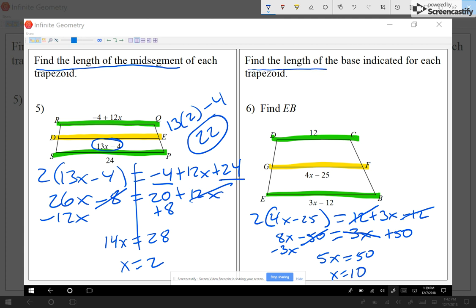But here I'm asking, find the length of the base indicated. And I'm telling you, find the segment EB, which is the bottom base. 3 times x minus 12. So I'm asking 3 times 10 minus 12, which you guys should say that it's 18. So make sure you guys read the instructions. If I'm saying solve for x, then you're done. Or sometimes I say find the unknown and I put a question mark. That's basically your x. So solve for x. Now here, if I said find the length of the mid segment, solve for x and plug it in, or find the length of the base, solve for x and plug it into the base that I tell you. Any questions?